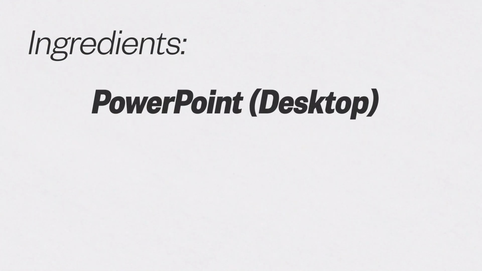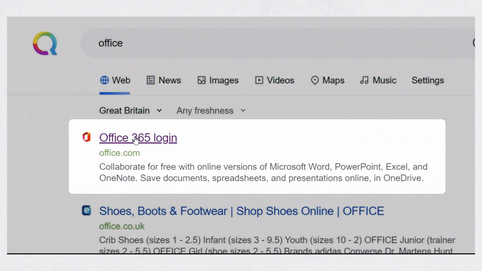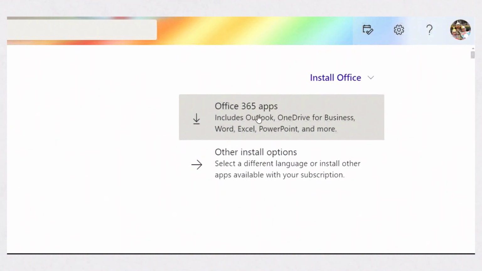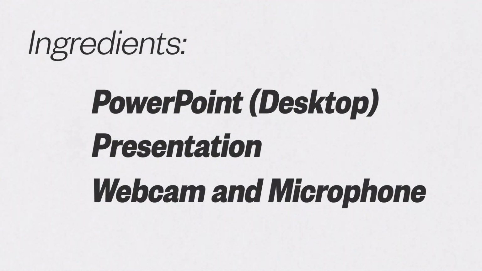To make a presenter-led video from your PowerPoint presentation, you will need the latest version of PowerPoint itself, the desktop version, not the one you open in a browser. If you're a part of UEL, you can download this by logging into your Office 365 and clicking on Install Office. You'll need a PowerPoint presentation. And you'll need a webcam and a microphone.